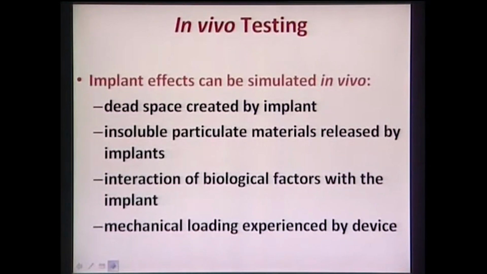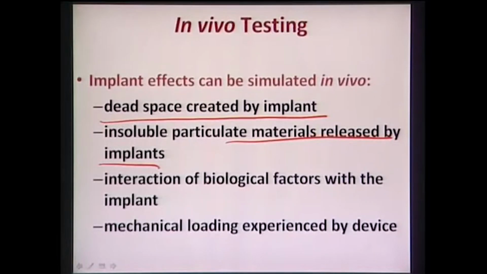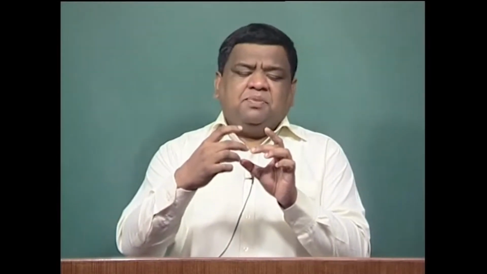Now these implant effects can be simulated in vivo: dead space can be created by the implant, and insoluble particulate materials can be released by implants. These are factors you can easily assess during in vivo testing. The first one is the dead space created by the implant. Suppose you have a very long bone, you cut some piece of the bone, and then you put in your implant. Dead space means the interface, which is the space between the implant and the natural bone, is not uniform.